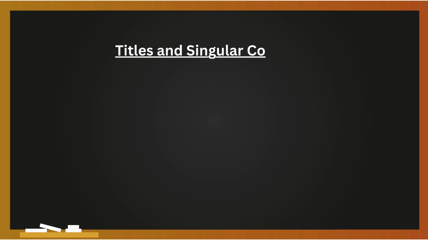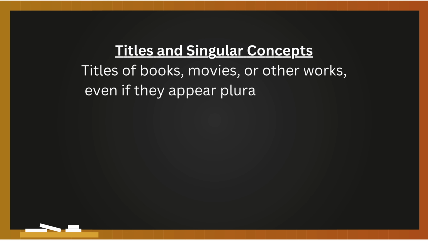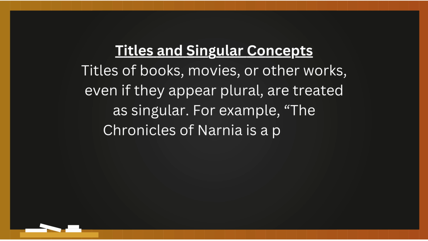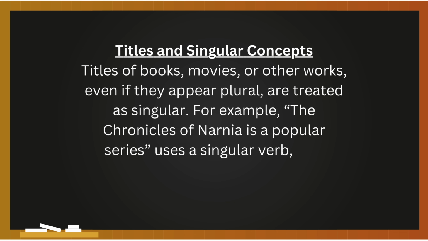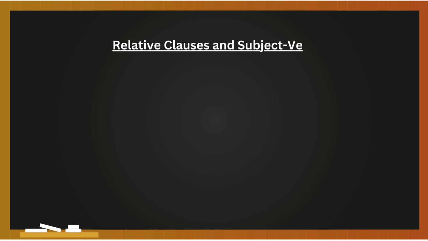Titles and singular concepts. Titles of books, movies, or other works, even if they appear plural, are treated as singular. For example, "The Chronicles of Narnia is a popular series" uses a singular verb, is, because the title is considered one entity. Relative clauses in subject-verb agreement.